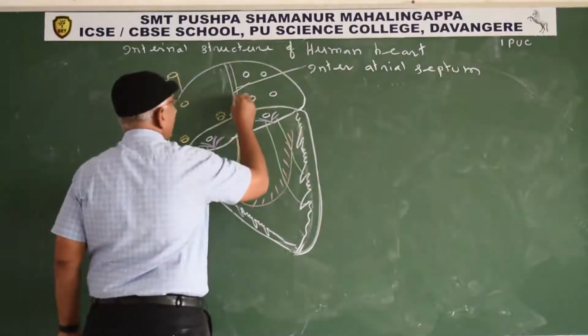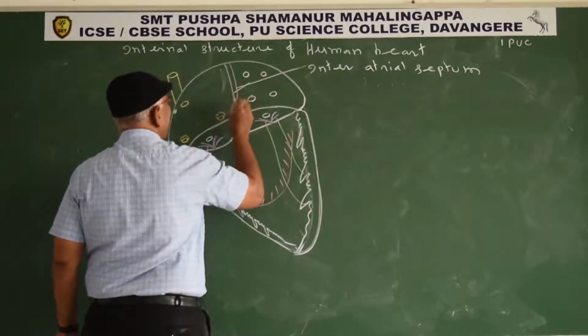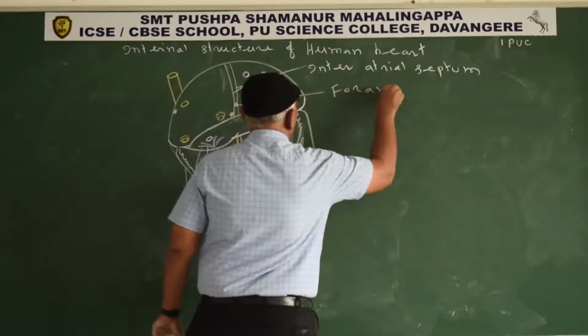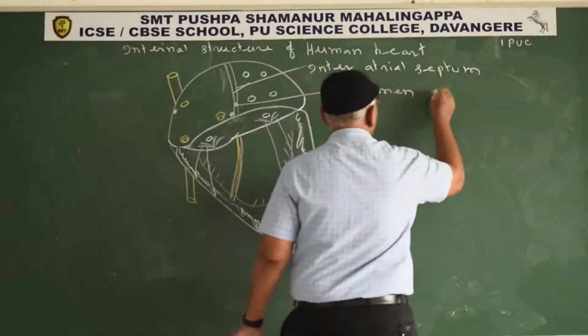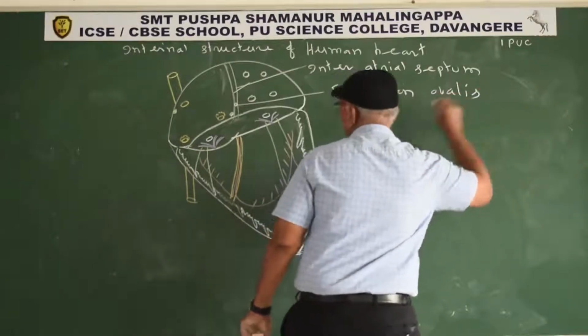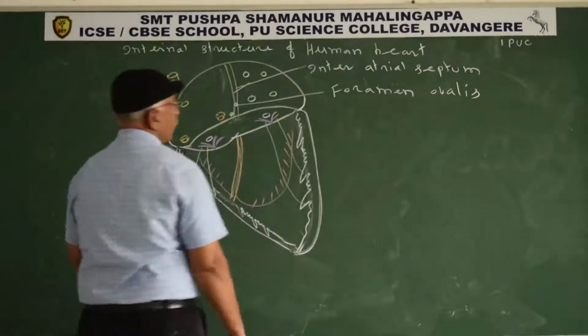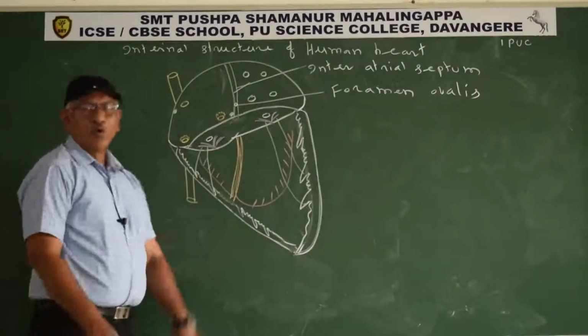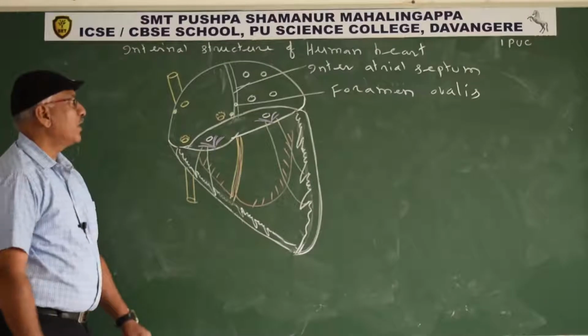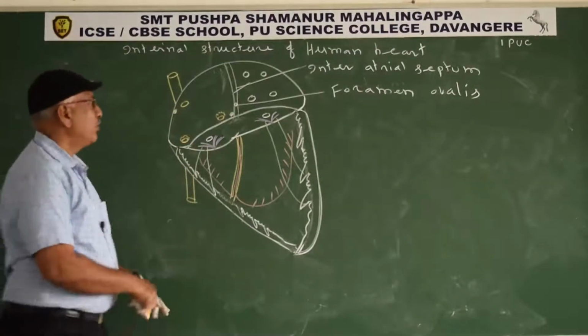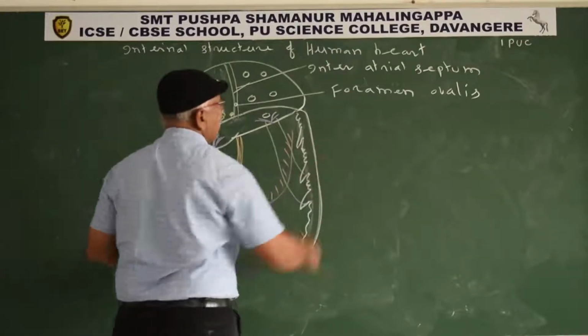The opening present in the interatrial septum is known as the foramen ovalis. After birth, you already know the heart is present between the lungs.